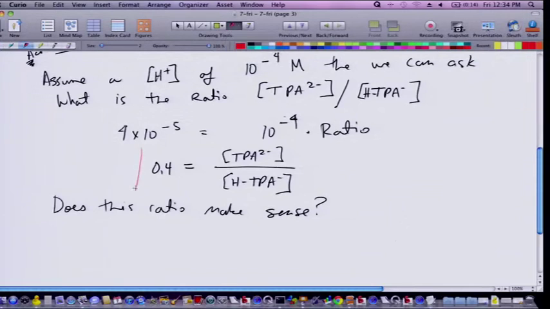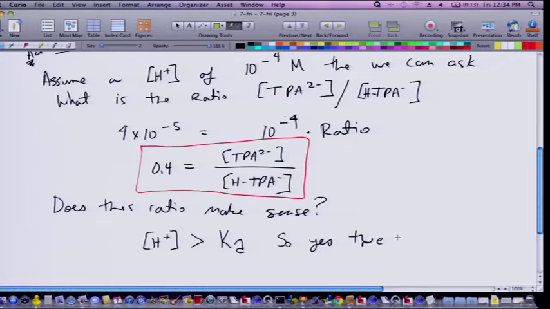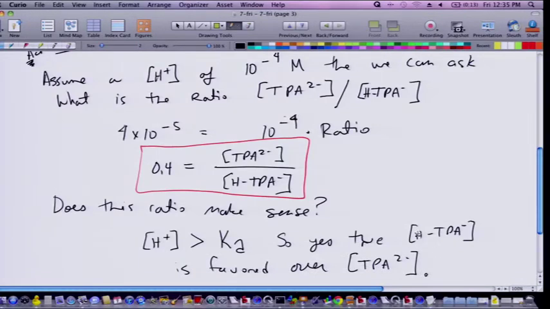Even without the math error, you need to ask this question: should there be more protonated TPA than TPA 2 minus, the terephthalate ion completely deprotonated? Well, yes, there should, because the proton concentration here, 10 to the minus 4, is much larger than the acid dissociation constant. It's very easy to remember. The proton concentration is greater than the acid dissociation constant, so the protonated species is favored over the completely deprotonated form. Likewise, if the proton concentration were much less than the Ka, it would be the other way around. And if the proton concentration were equal to the Ka, you'd have an exact balance of the two.